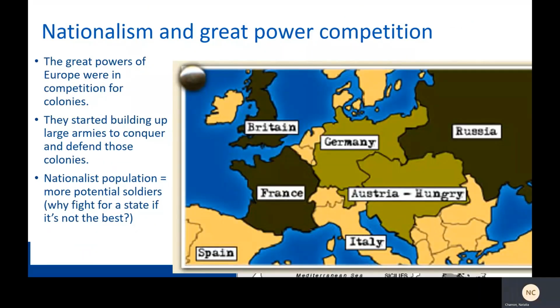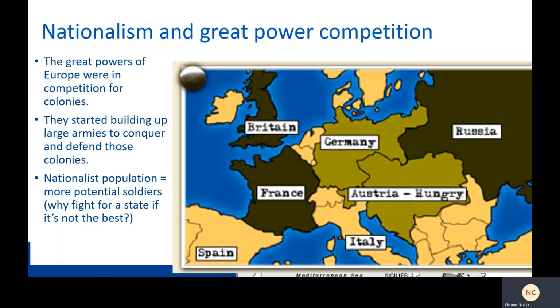Nationalism and the competition between the great powers of Europe were also very closely intermixed, and I'm emphasizing this because this is going to lead pretty directly to World War I. The great powers in Europe competed with each other for colonies. They started building up larger and larger armies to conquer and defend those colonies. And having a nationalist population meant having more potential soldiers and more potential people to send out to the colonies. After all, why fight for a state if it's not the best state?